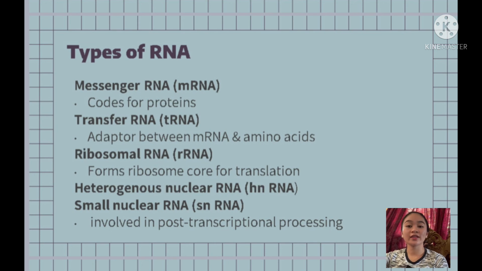Besides mRNA, tRNA, and rRNA, eukaryotes have some other RNAs. These are heterogeneous nuclear RNA and small nuclear RNA. Small nuclear RNA is involved in post-transcriptional processing.